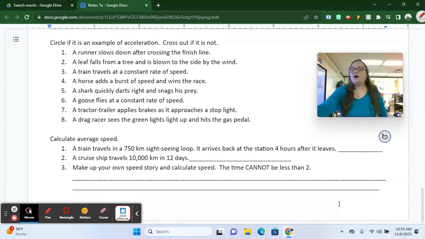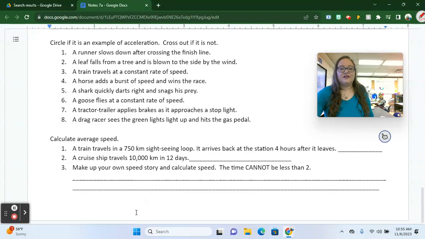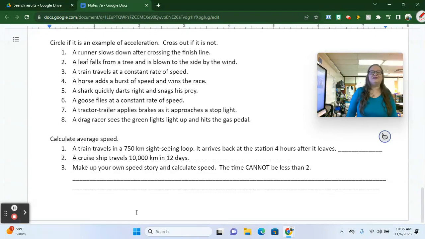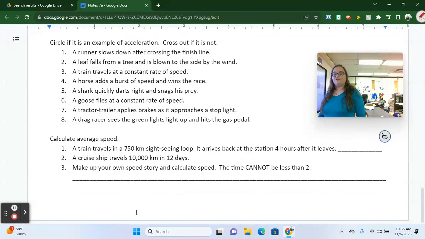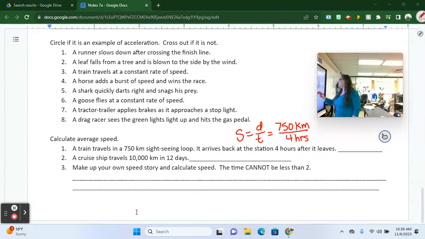Okay, so for the last two, we're going to calculate the average speed. We've got a train traveling on a 750-kilometer sightseeing loop. It arrives back at the station 4 hours after it leaves. You don't have to write all of this part down, but I want to show you where the work is coming from. Speed equals distance over time. The distance is 750 kilometers. The time is 4 hours. 750 divided by 4 is 187 and a half. And then we have to include kilometers per hour.